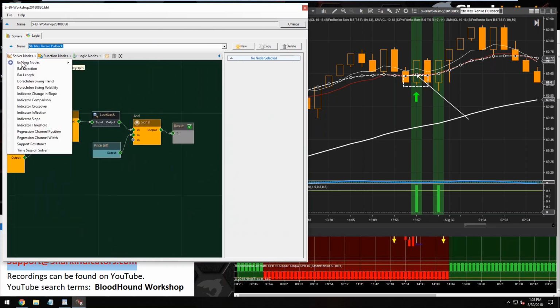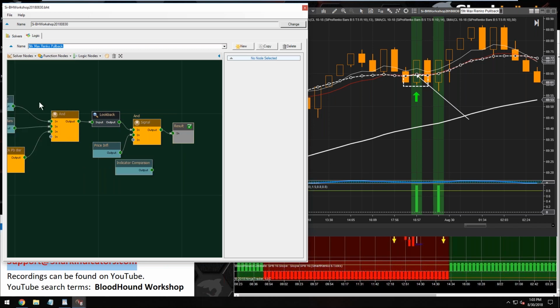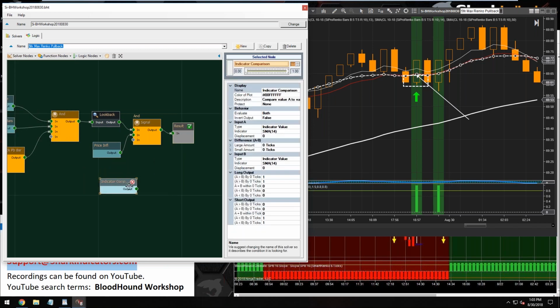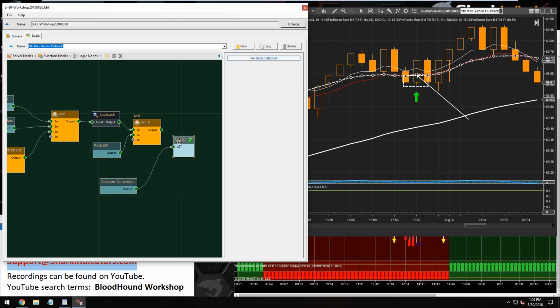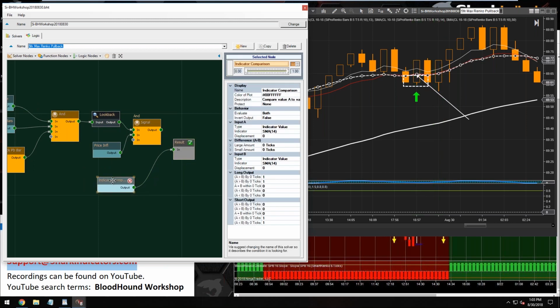Okay, so we'll grab another comparison solver. And again, we're going to be comparing the low price of the bar to the faster moving average. All right, so let's give this a name here. Settings we need. All right, input A, that needs to be price.